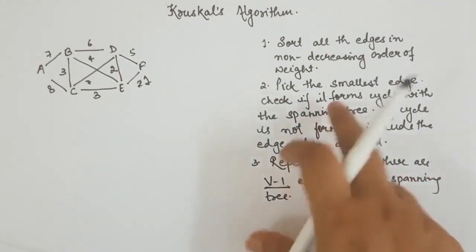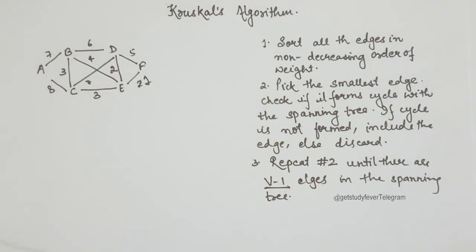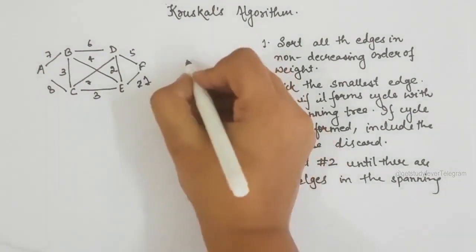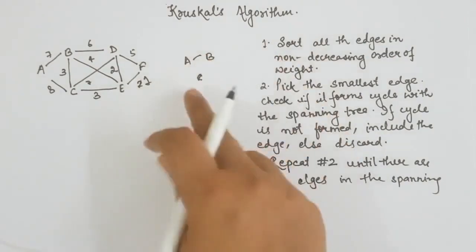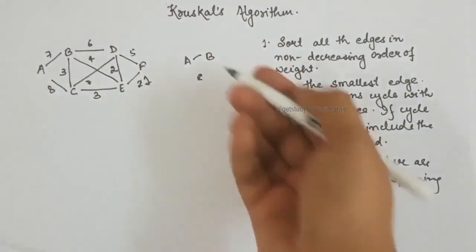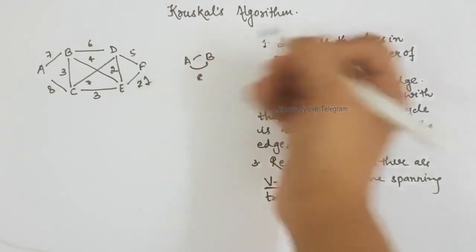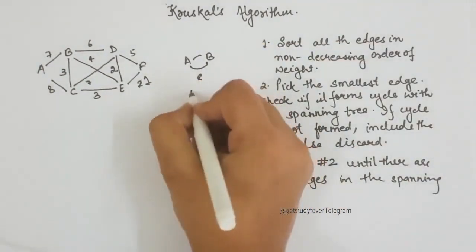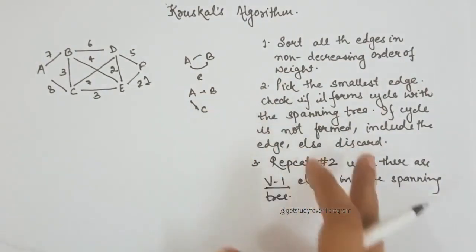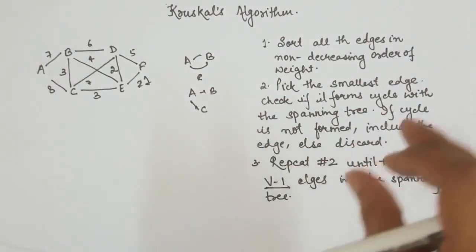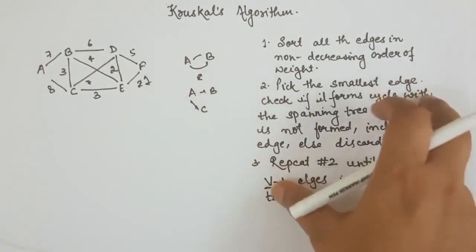The reason we are checking whether an edge forms a cycle is that in case of Prim's, we were including vertices, and including a new vertex can never form a cycle, but including a new edge can form a cycle. Let's say this is my graph. If I include a new edge, then a cycle is formed. But in case I include a new vertex, then the cycle cannot be formed. So we need to check for the formation of a cycle in case of Kruskal's.